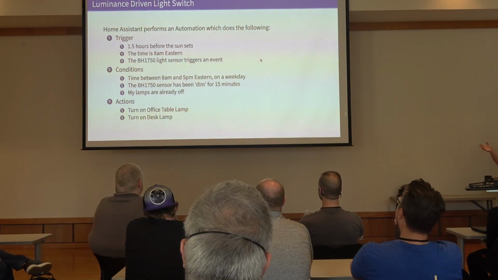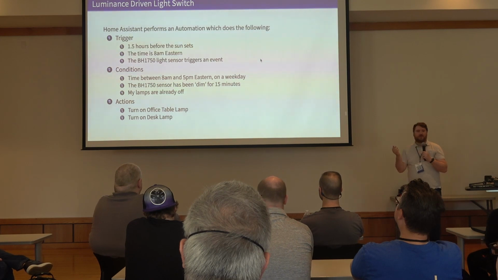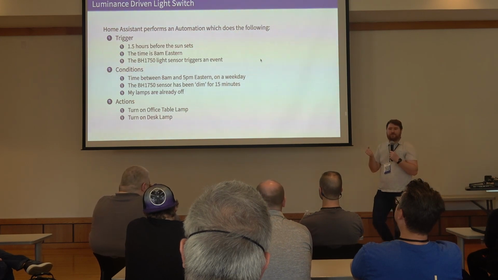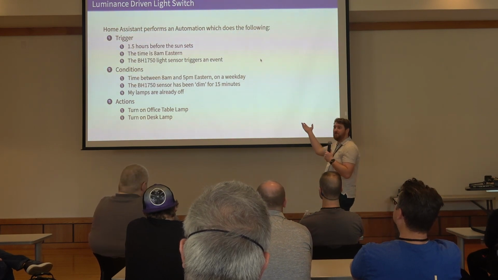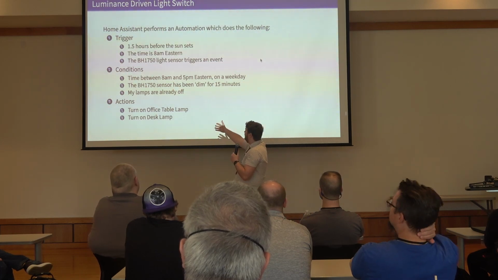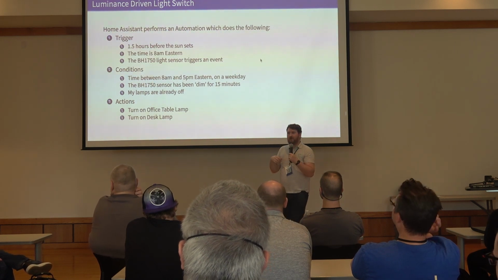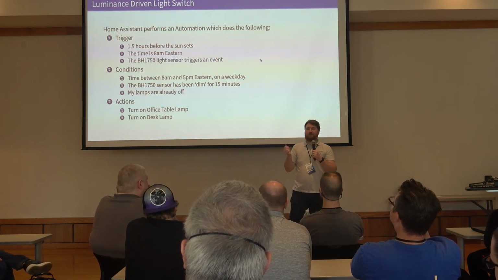So we have this sensor, this is great. We're collecting all this data into Home Assistant, but how can we use it usefully? In this case, we have a luminance sensor. This is the exact copy from Home Assistant of my automation for my office lamps.